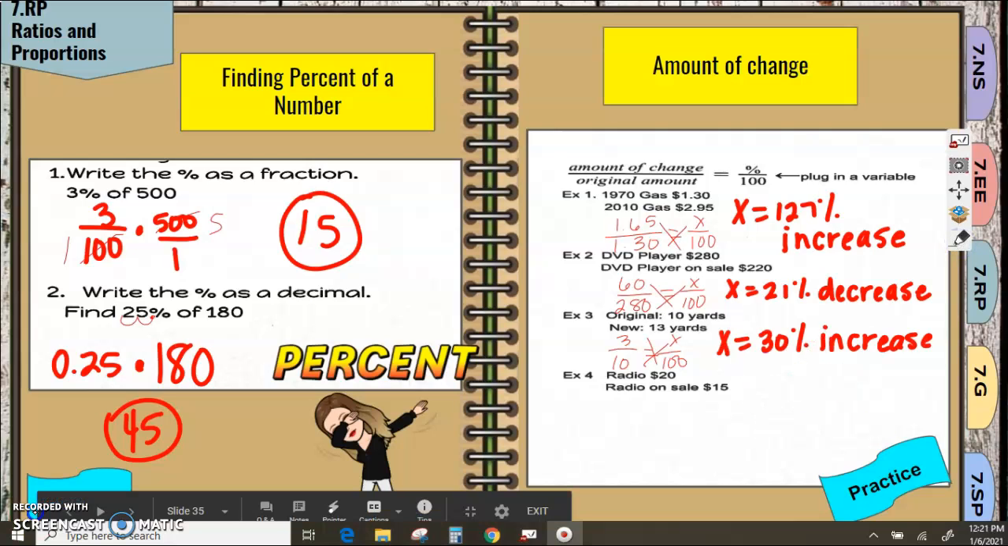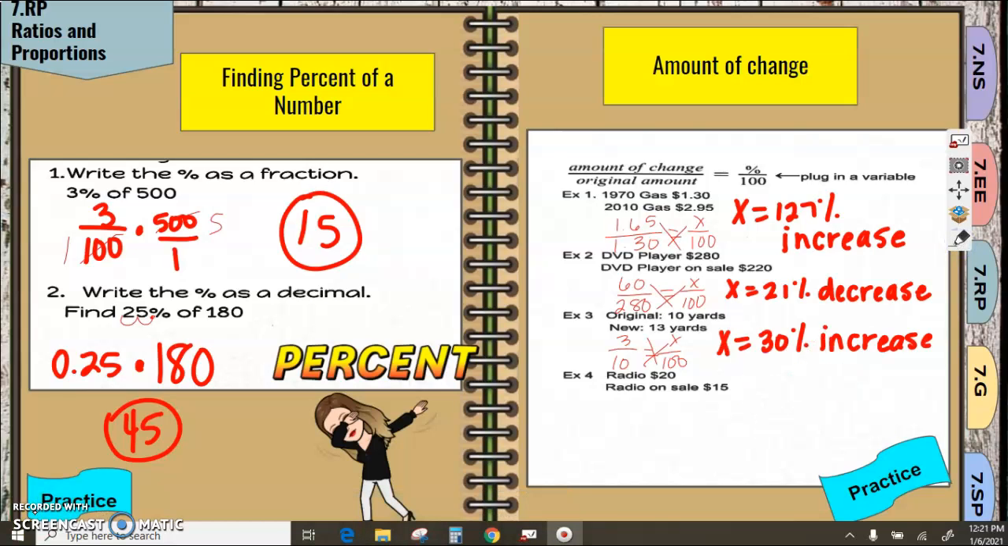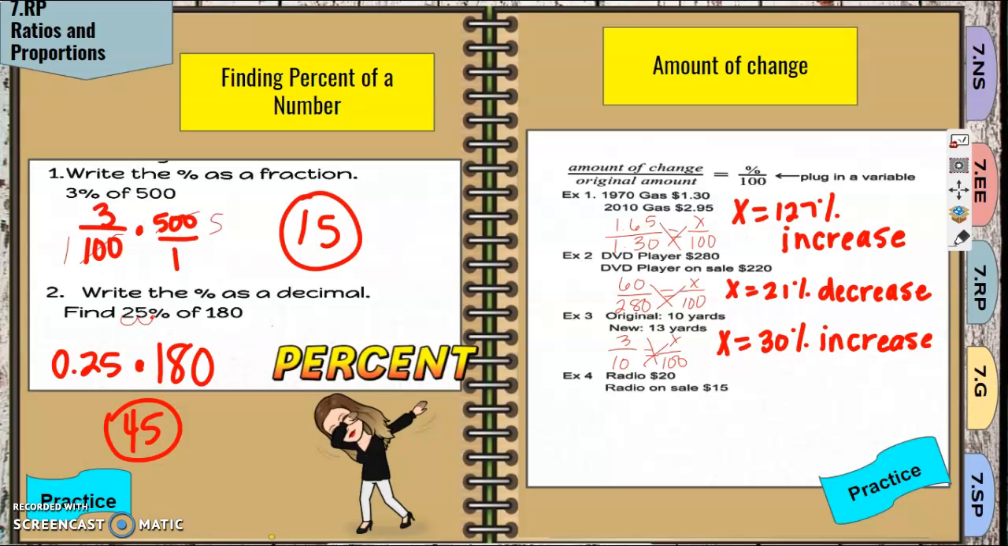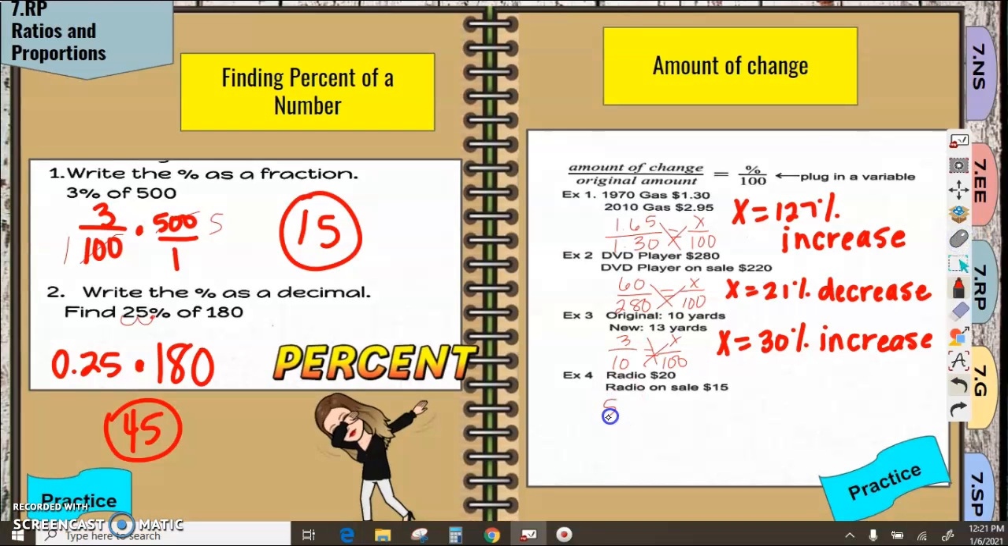30% increase. And number 4, a radio is $20. It's on sale for $15. So the first thing we do is we subtract the two numbers. 20 minus 15 is 5. And we put that over the original price of 20 equals x over 100. So now I solve. 20 times x is 20x. 5 times 100 is 500 divided by 20, and that is a 25% decrease.